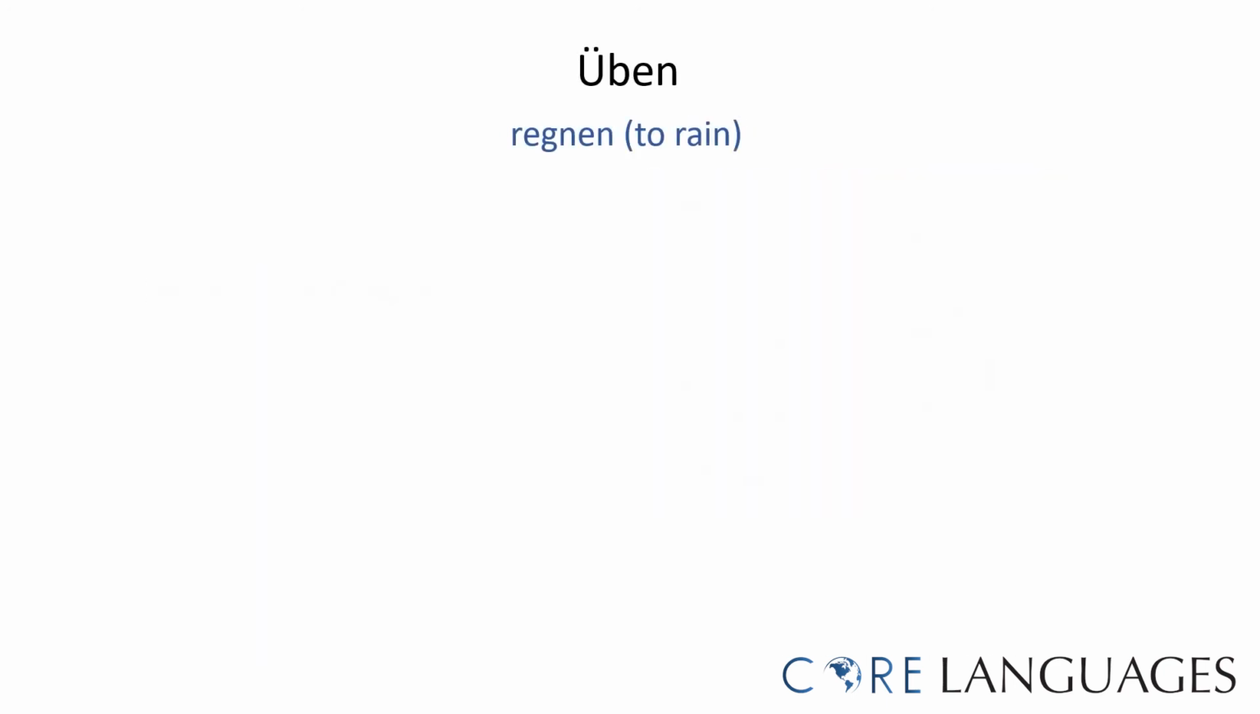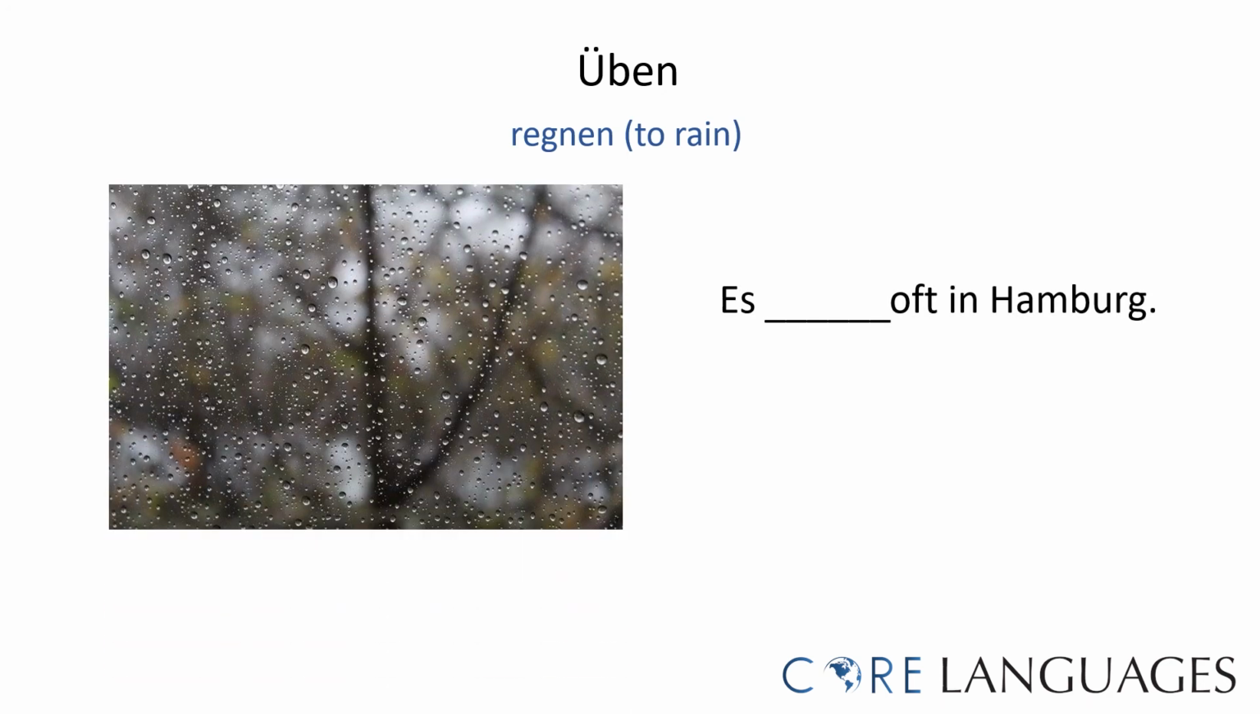And how about this example? Regnen, to rain. Choose the correctly conjugated form. Es regnen oft in Hamburg or es regnet oft in Hamburg. The correct conjugation is Es regnet oft in Hamburg.